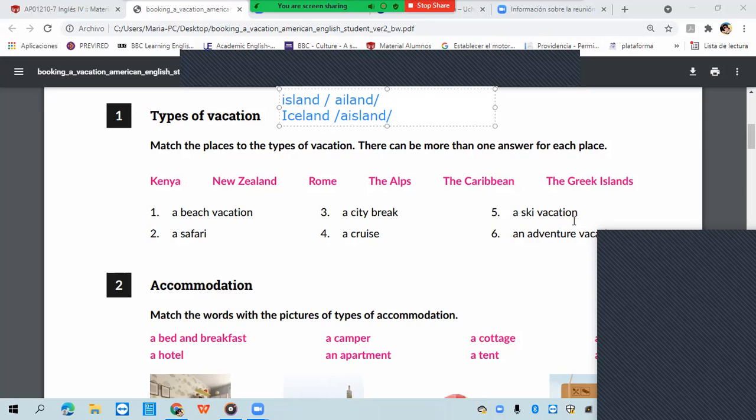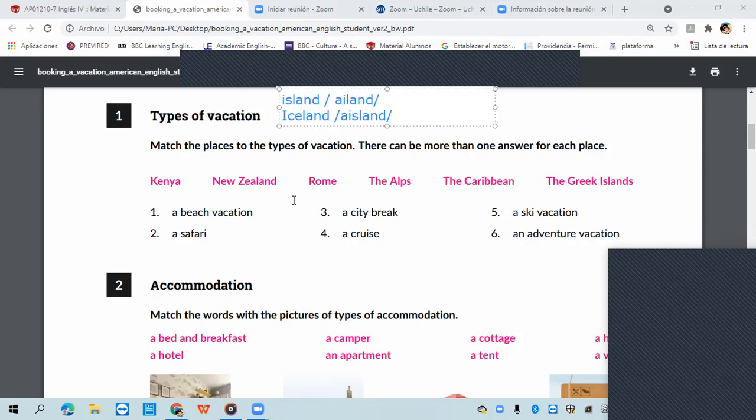A ski vacation. The Alps. Here you don't have much option. And finally, an adventure vacation. Everyone. Well, yeah. But there are some places that are not so adventurous because they are not so exotic, let's say. The Alps, okay. Any other one? New Zealand. New Zealand, yes.